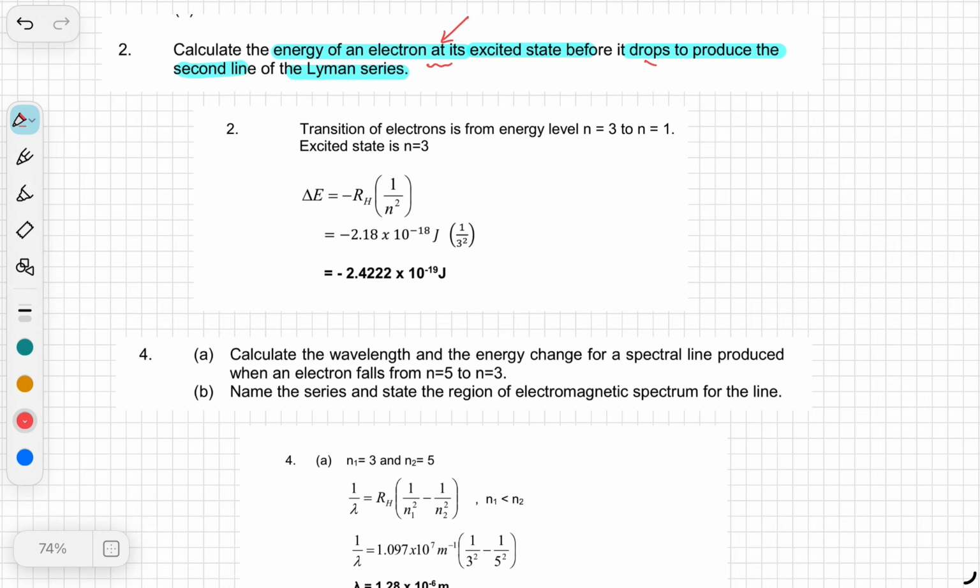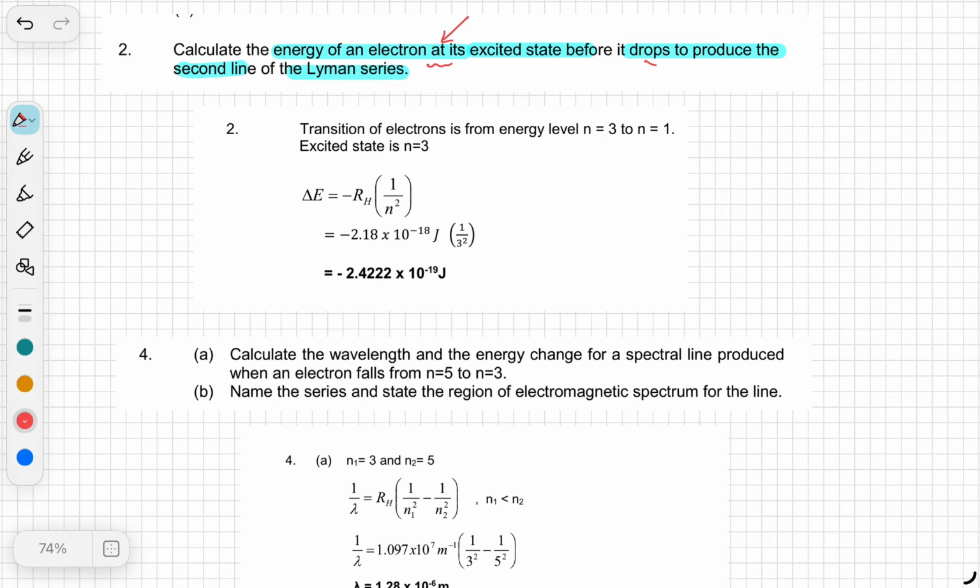Alright, next question, question number 4. Calculate the wavelength and energy change for a spectral line produced when electron falls from N5 to N3. So here the question is very clear that N5 is going to be our N initial, N3 is going to be our N final. And we have to calculate the wavelength and energy.